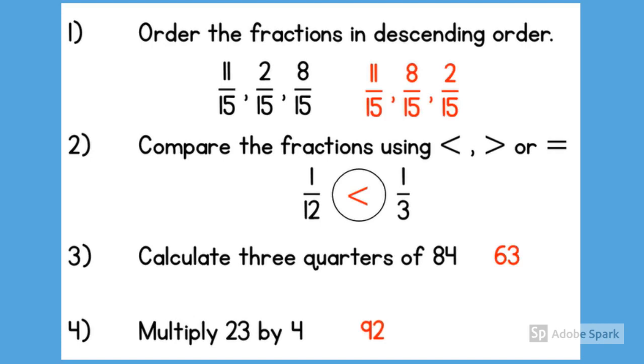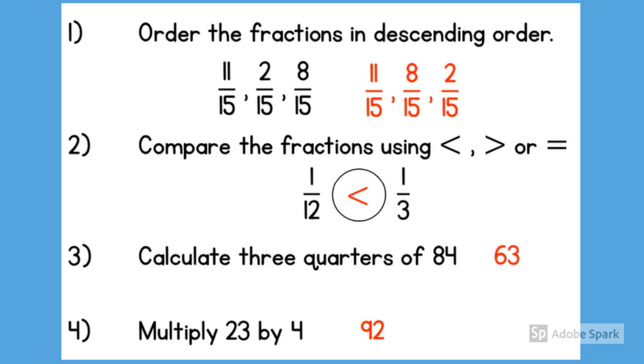Descending order means largest to smallest. 11/15, 8/15, 2/15. Comparing the fractions, the numerators are both the same with 1, so we look at the denominator. The smaller the denominator, the larger the fraction.